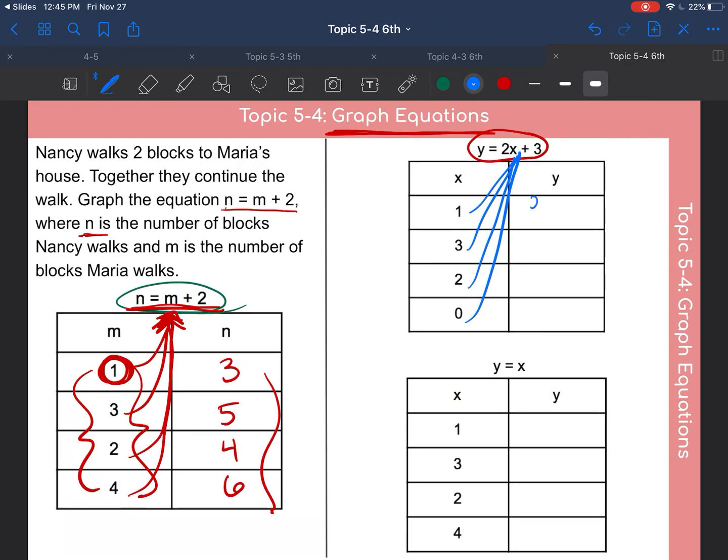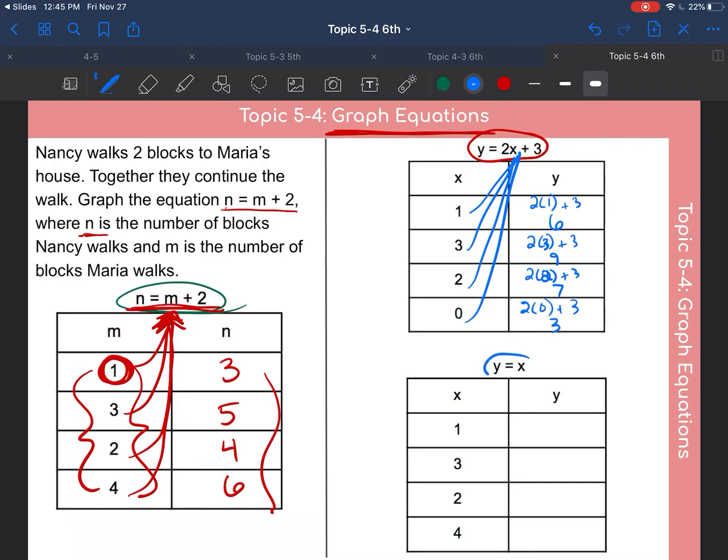So we have 2 times 1 plus 3. So 2 plus 3 is 5. 2 times 3 plus 3, so 6 plus 3 is 9. 2 times 2 plus 3, which is 4 plus 3 is 7. And 2 times 0 plus 3, which is 3.